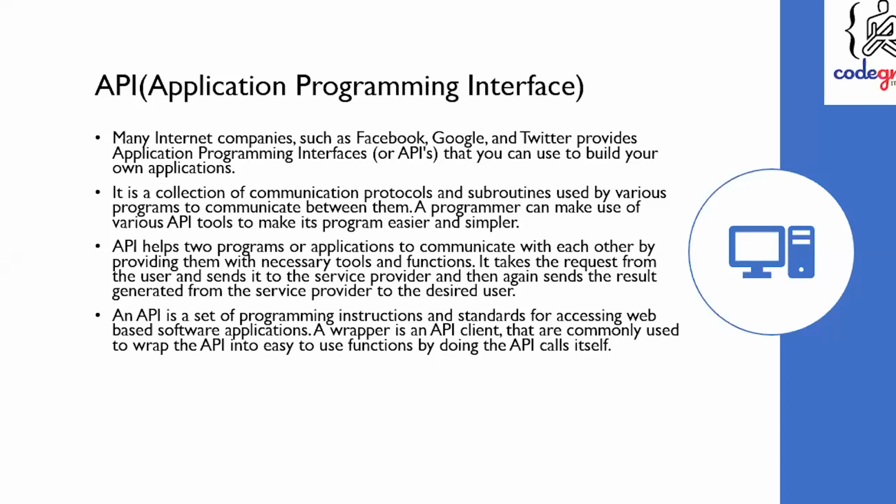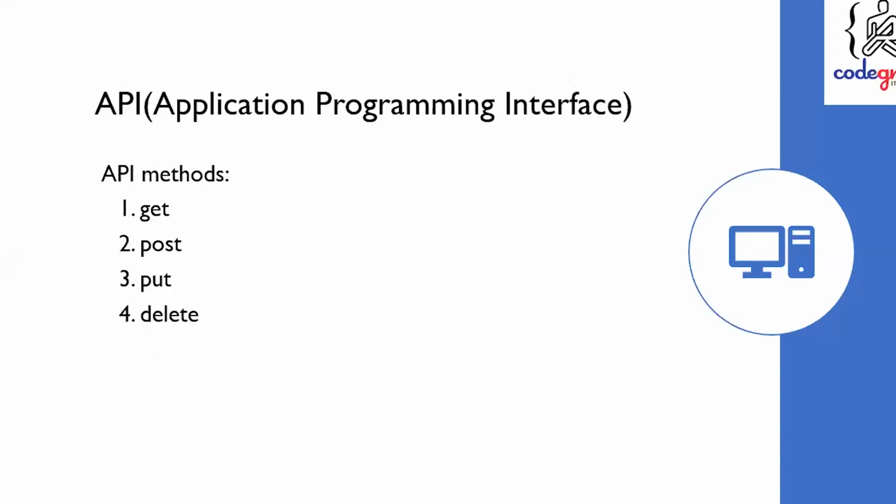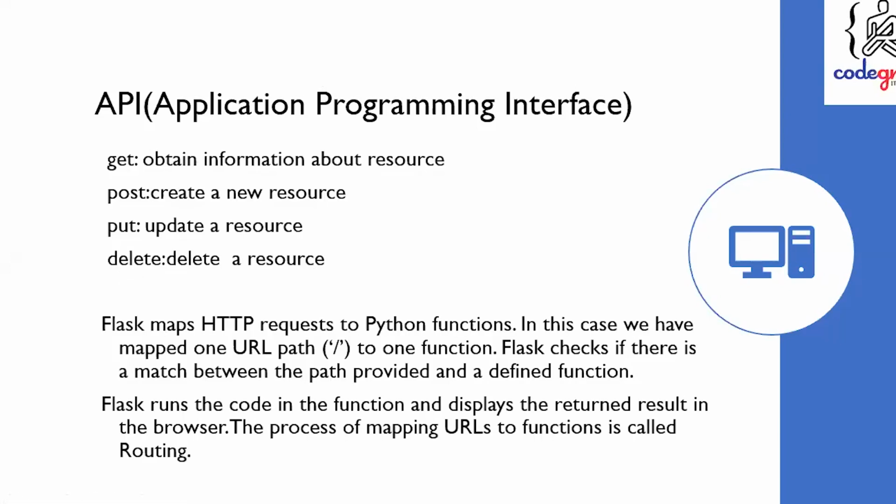Let's look at these four operations, which are very, very important. They are called CRUD operations, which we can also call get, post, put, delete. C stands for creating or post, R stands for reading or get, U stands for updating or put, and D stands for deleting.